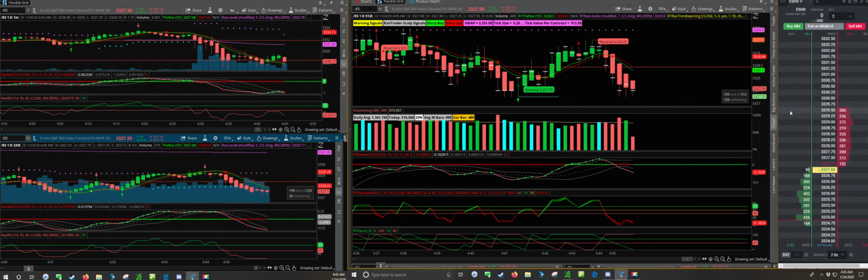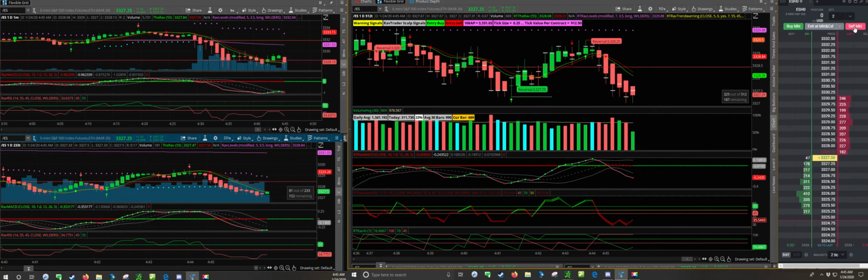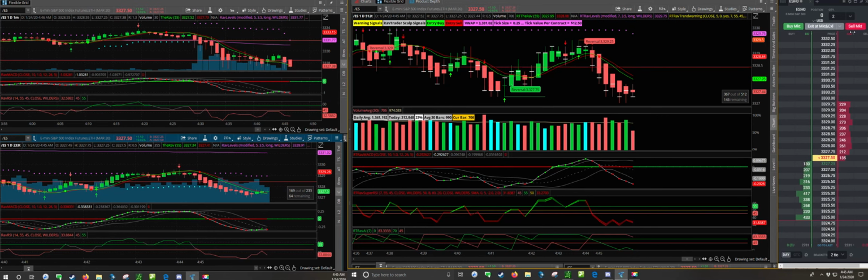We are right at support. If you break this support, we're going to drop down some more. We got big level twos at 26. I'm out at 27.5. 4 ticks on that.